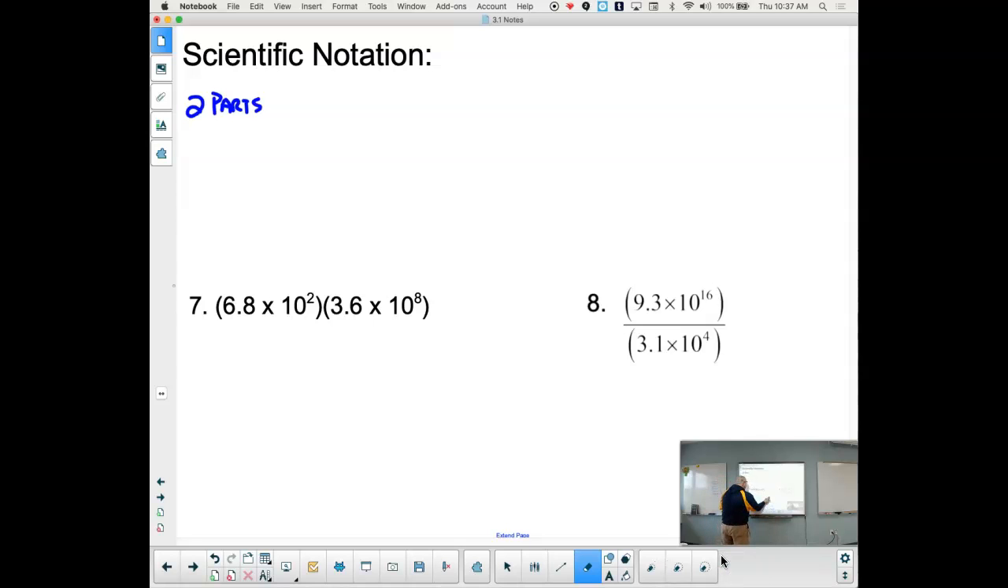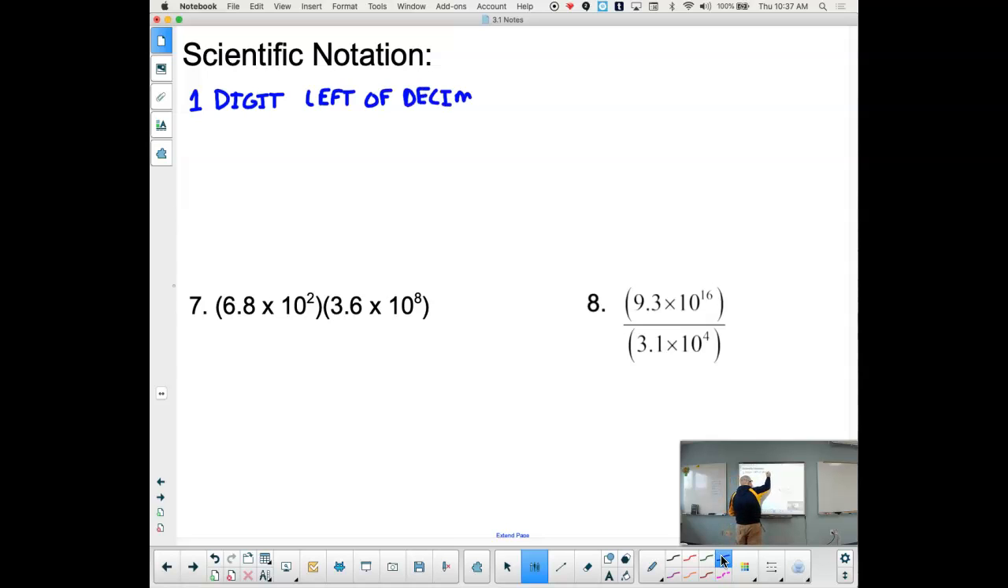Actually, let me tap the brakes on that before we talk about the 2 parts. True scientific notation has 1 digit left of the decimal point. Okay? True scientific notation only has 1 digit on the left side of the decimal point. Okay? So we need to have it in that form.